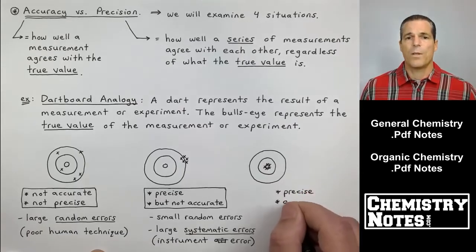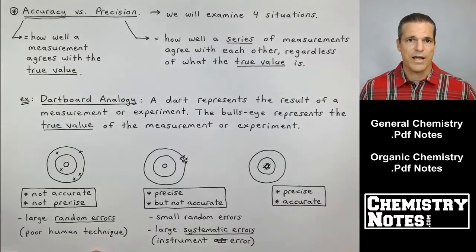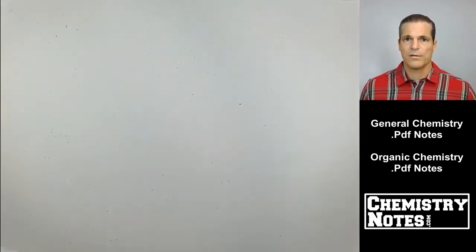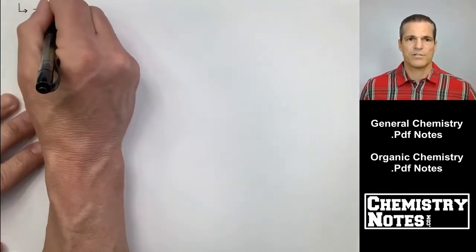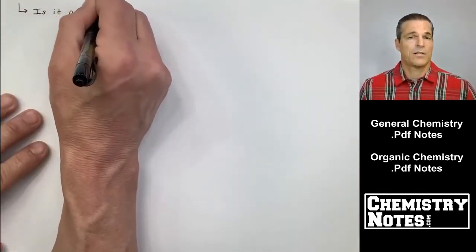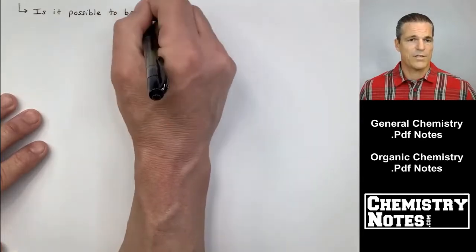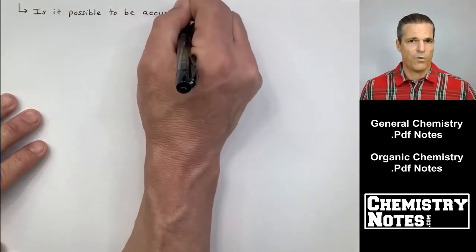Now look at the one on the far right. It's very obvious. We're precise, we're accurate. We've got no human error, no random error. And then we also have no systematic error, no instrumentation error. Now, I told you we'd be doing 4 analogies. We've only seen 3. Here comes the 4th one.